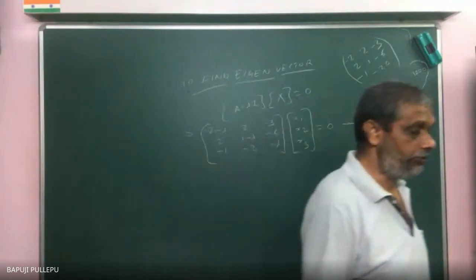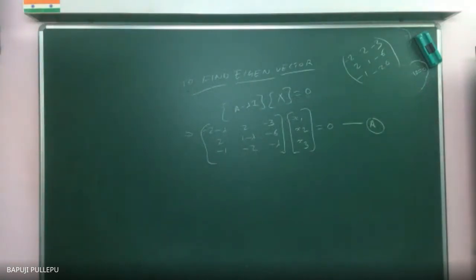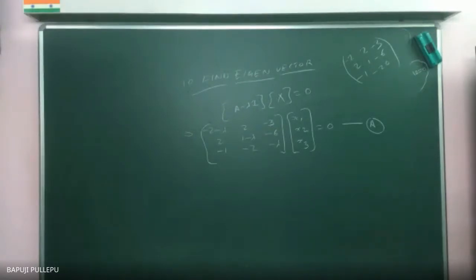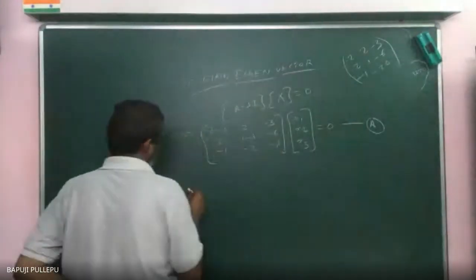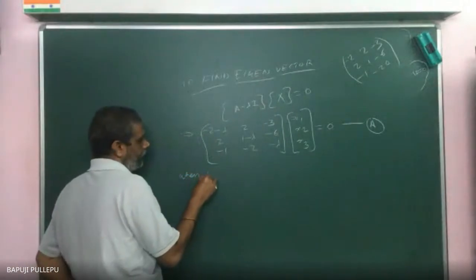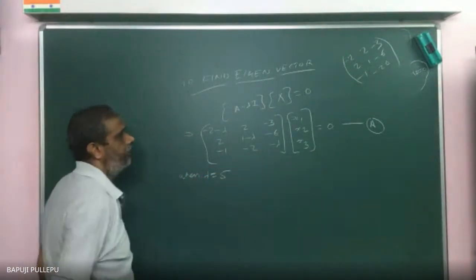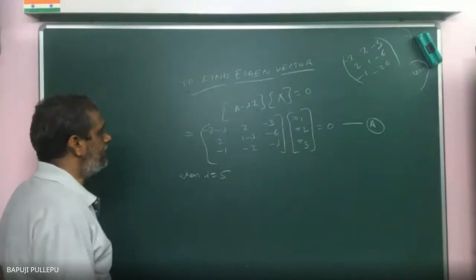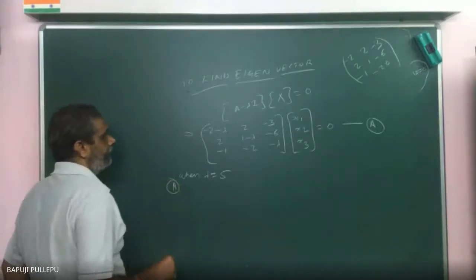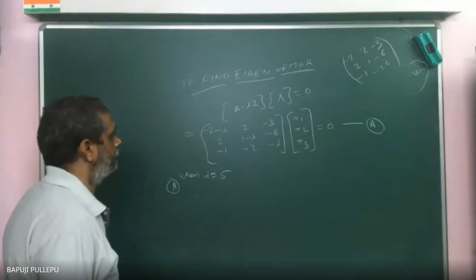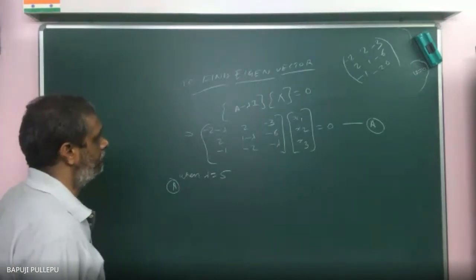Now two eigenvalues are the same: lambda is equal to minus 3. That we will discuss later. Now what is the non-repeated eigenvalue? Lambda is equal to 5. First we find the eigenvector for lambda equal to 5. When lambda is equal to 5, what does my matrix A become?